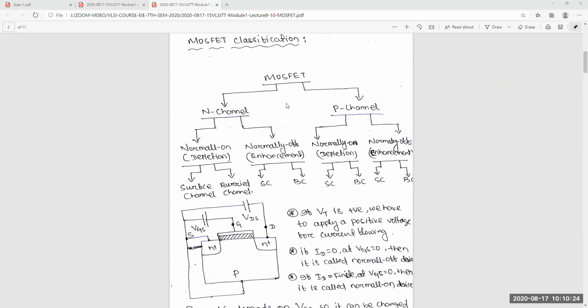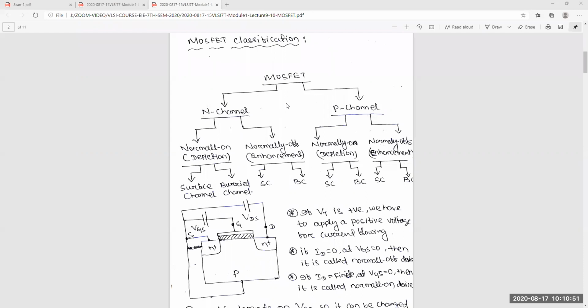In the same way, you can derive all the equations, all the curves, charge, and CV characteristics, everything: accumulation, depletion, inversion, threshold voltage, everything we can calculate on the P channel also. I will suggest you do that. That may be an assignment for you.